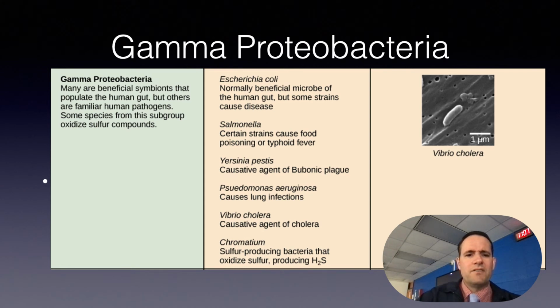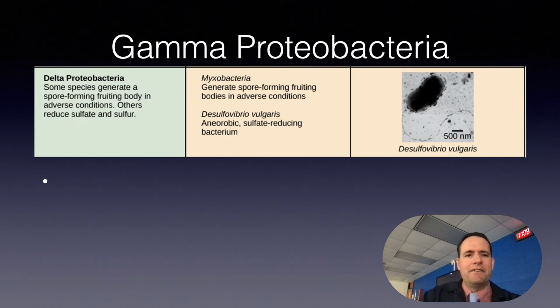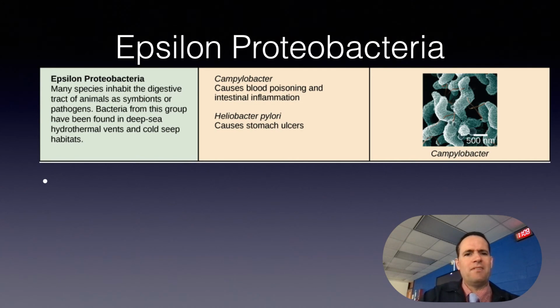And then there's the Chromatium, and that's a sulfur-producing bacteria that oxidizes sulfur, producing H2S. Rotten egg smell, right? So there's bacteria in hot springs and things like this that produce this rotten egg odor. Okay, this would be it. Gamma Proteobacteria. Now, some of these form spores. So Mycobacteria generate spores. This next one is a sulfate-reducing bacterium. So they look like that. Epsilonproteobacteria.